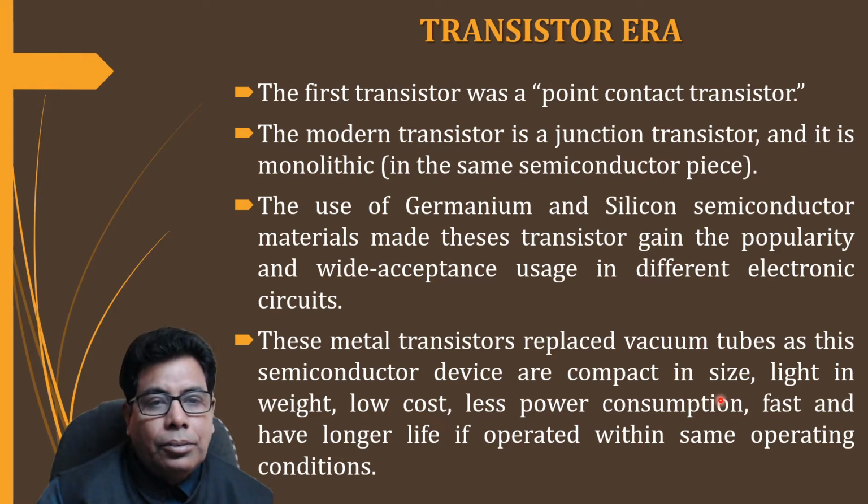So the diode and transistors were now made from semiconductor devices, and this transistor became very popular, and it changed the whole electronics industry. So this transistor replaced the vacuum tubes as a semiconductor device.